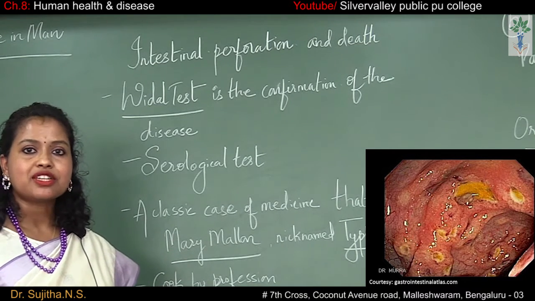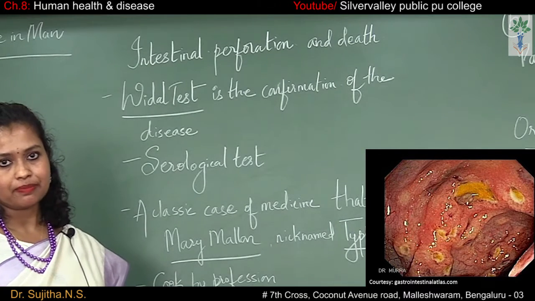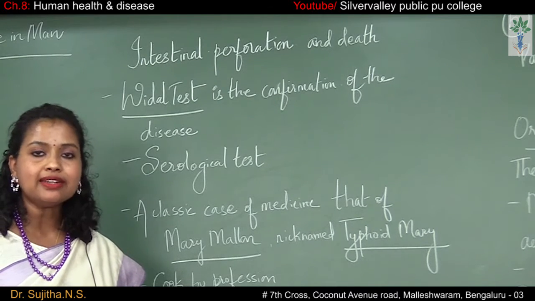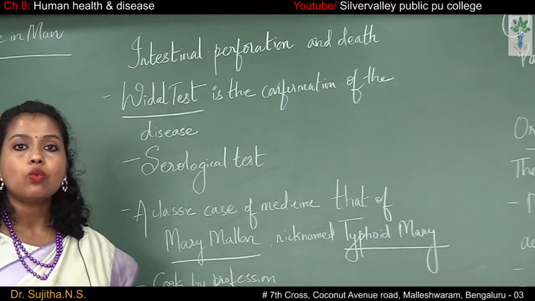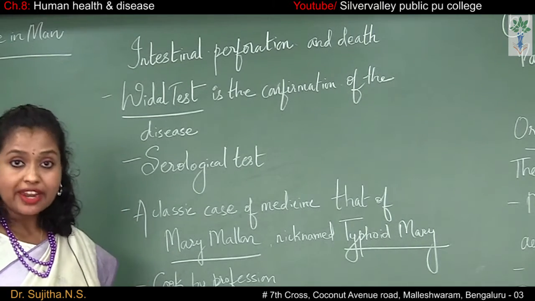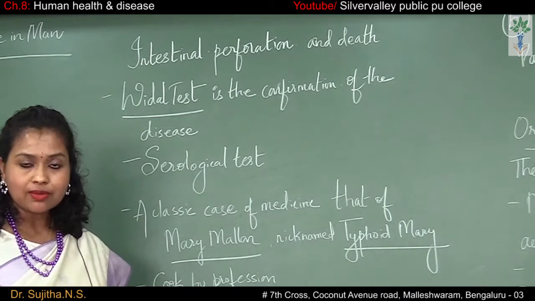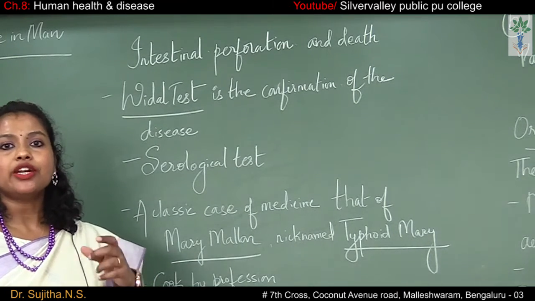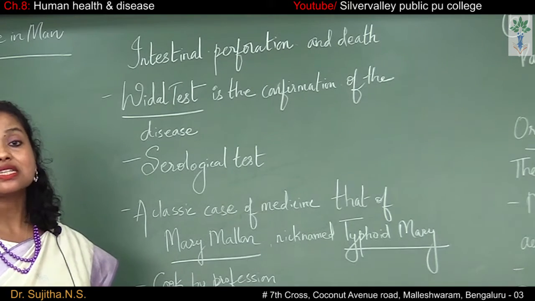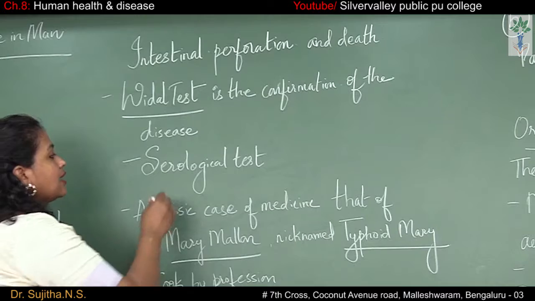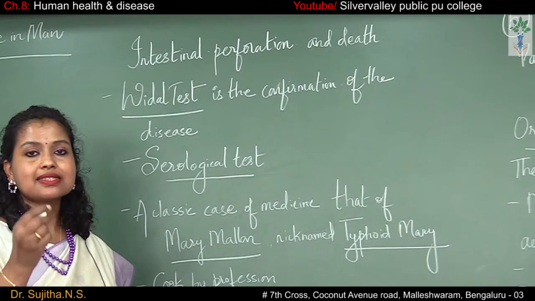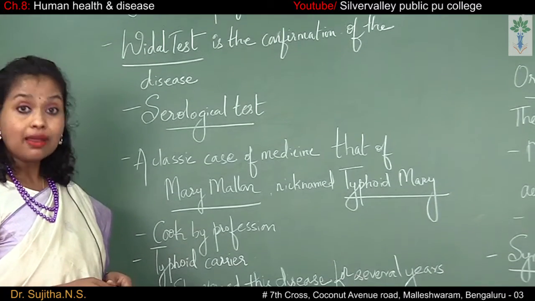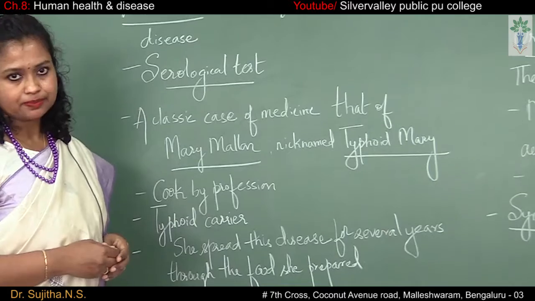So the organ which is affected by typhoid is the small intestine. And how do you confirm that an individual has typhoid? We detect it with the help of a Widal test. So what is the Widal test? The Widal test confirms that the individual has typhoid. What sample is used to determine that? The sample used is the serum. Therefore, the Widal test is a serological test. So they extract the serum sample from an infected individual and then determine whether the individual has got typhoid.